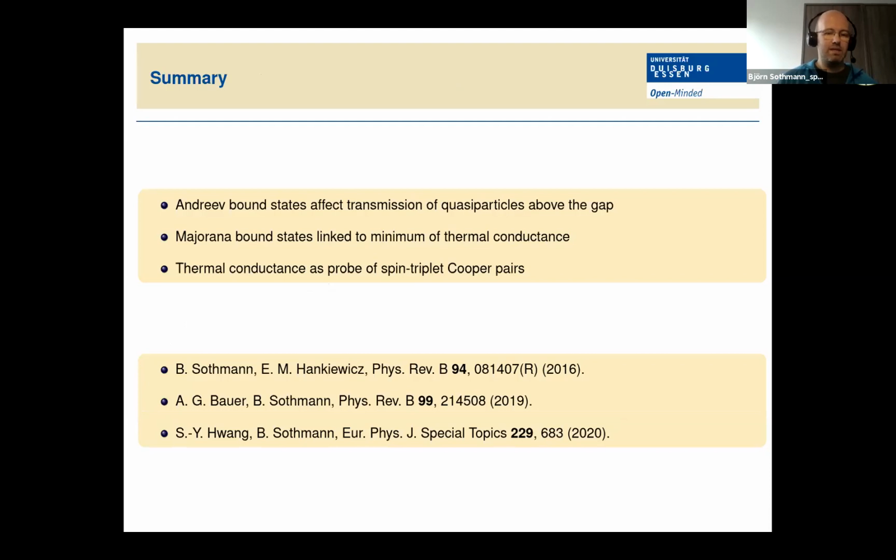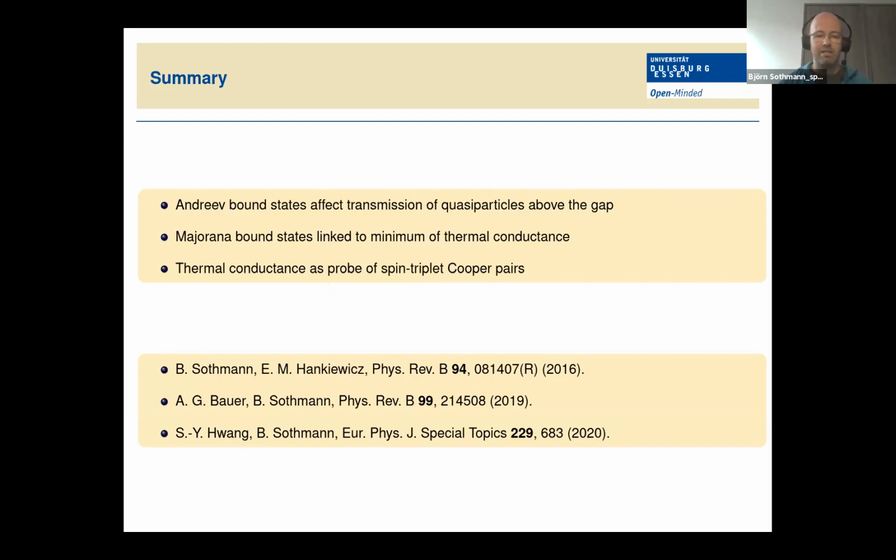Okay, this brings me to the end of my talk. I've discussed with you that Andreev bound states in Josephson junctions can affect the transmission of quasiparticles above the superconducting gap. We have also seen that whenever there are Majorana bound states present in the junction, they give rise to a very robust minimum of the thermal conductance.